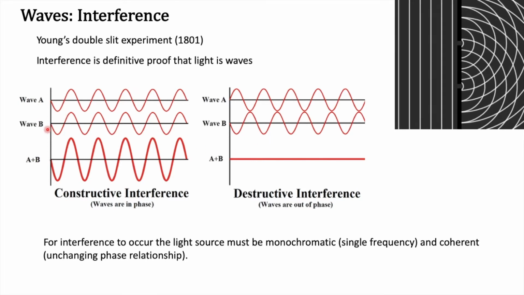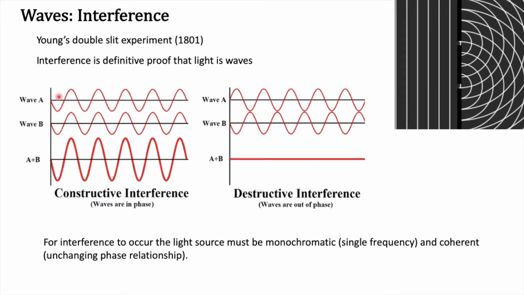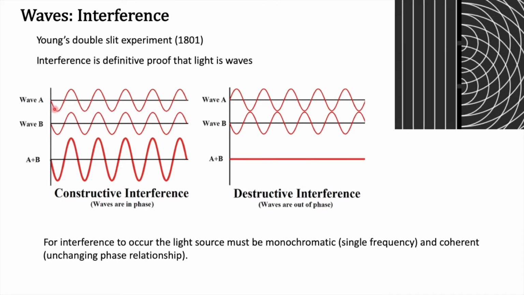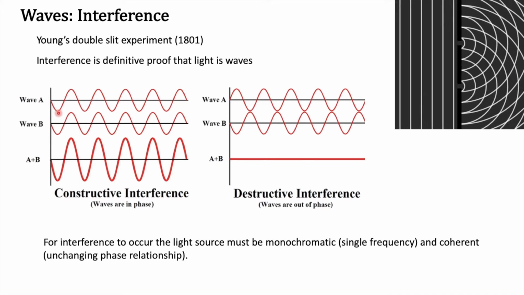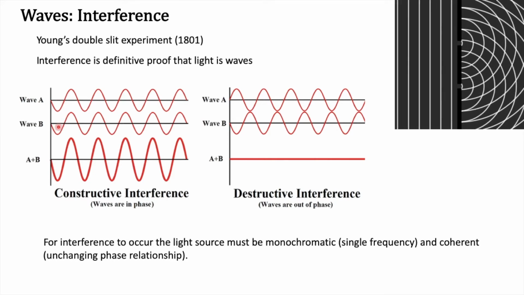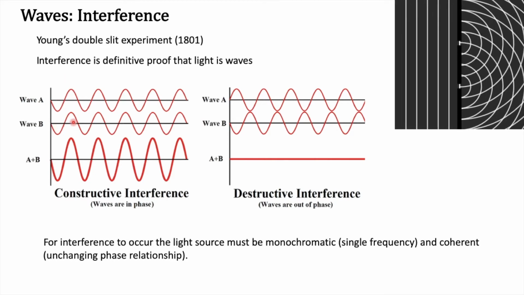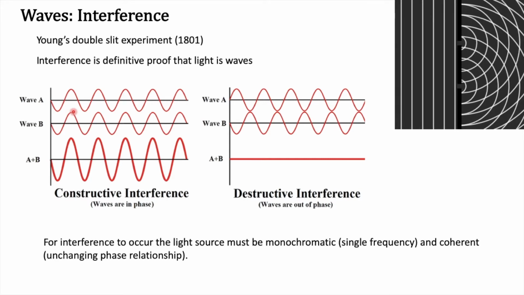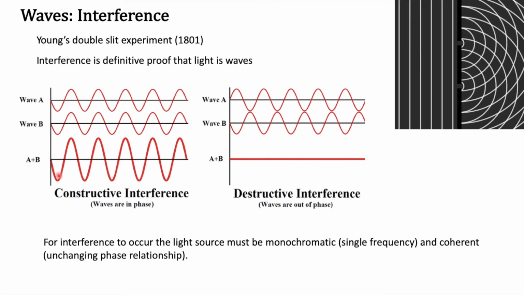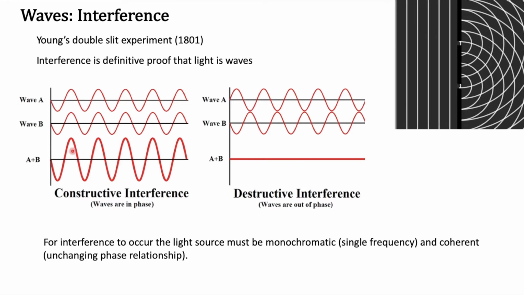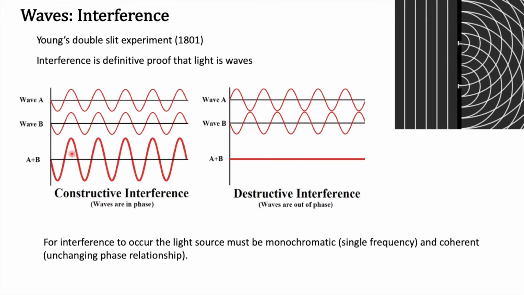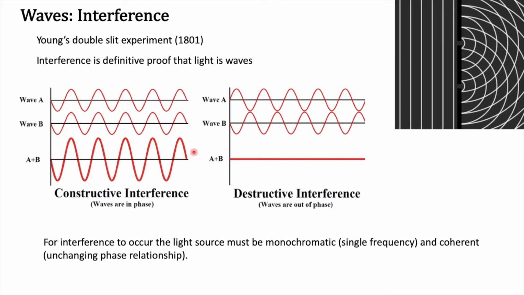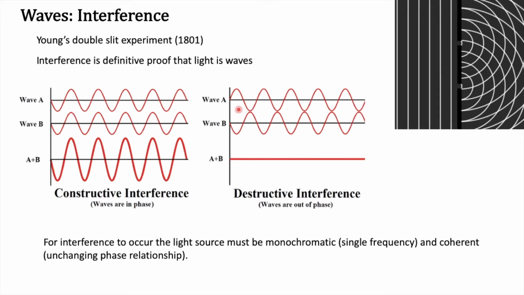First, wave A and wave B. As you can see, if wave A and wave B are in this pattern, they are meeting here in phase. Their trough and trough are aligned, and crest and crest are aligned at the same time. In this case, it forms a constructive interference. The amplitude of the trough increases, and so does the amplitude of the crest. So A plus B forms a constructive interference.